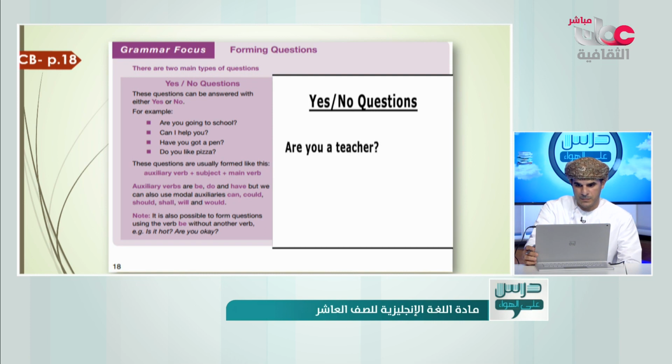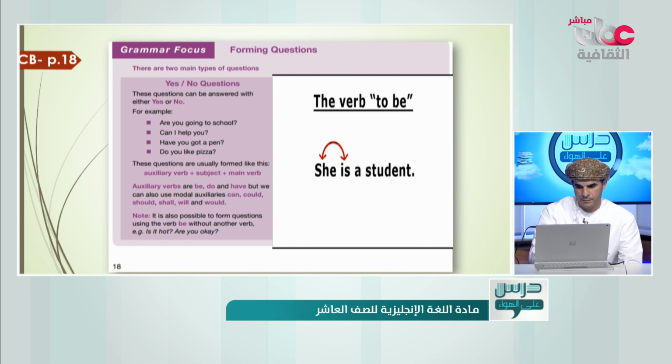Are you a teacher? Yes. Or, do you live in New York? No. With the verb to be, you change the word order to make a question. You see? The verb goes first and the subject second. She is a student. Is she a student?